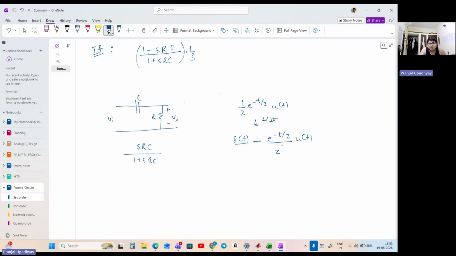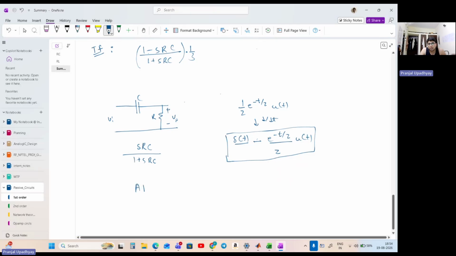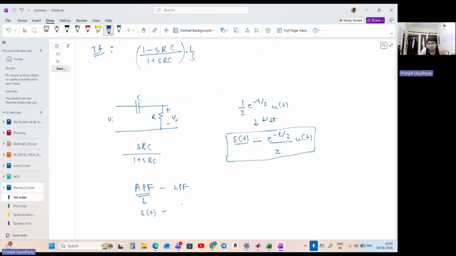Cool. Now that I have this expression, we can easily say that we can obtain the high pass response by simple differentiation. Another clever way of finding it is to subtract the low pass response from the all pass response. We know that the all pass response to an impulse input will obviously be the impulse, and the low pass response was this 1 by tau e to the minus t by tau u(t), and so we can easily tell that we'll get the same result, right?